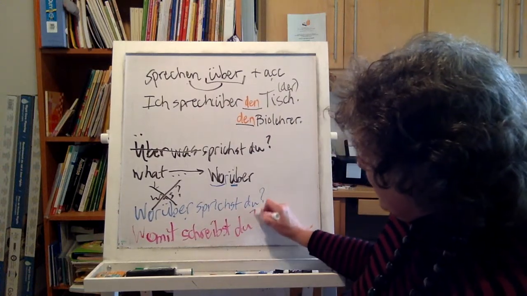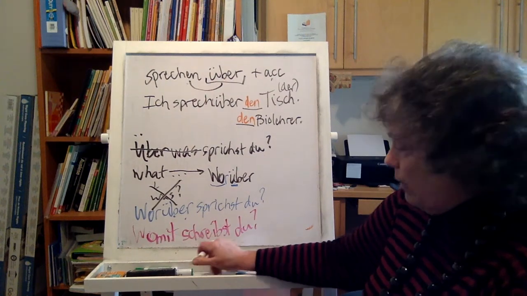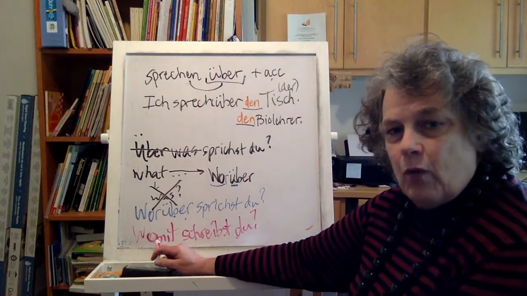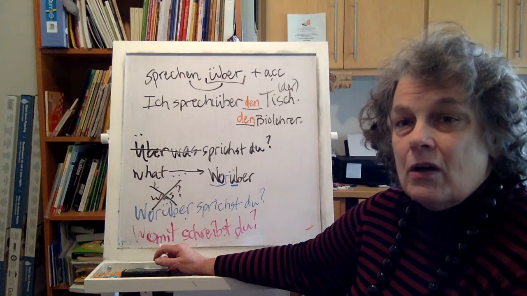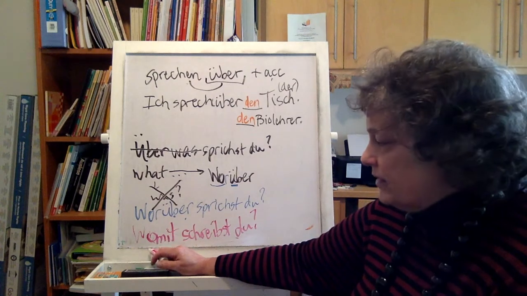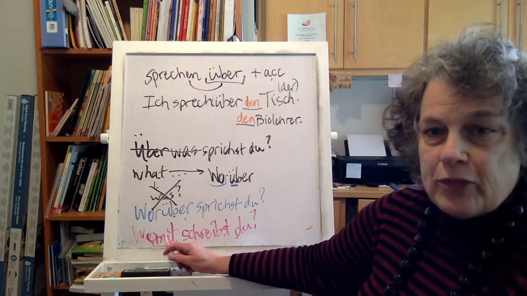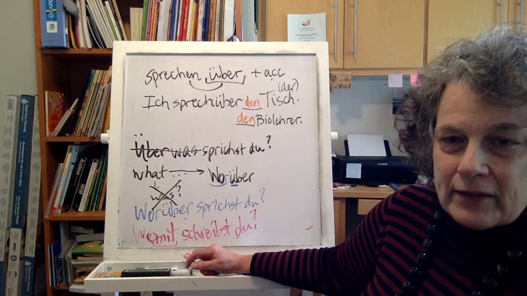What am I asking? Well, this is to write, right? What do you write? So you're writing. And then a wo compound with a preposition doesn't mean where, it means what. And then this preposition mit, you remember, means with. So this means with what are you writing? What are you writing with?